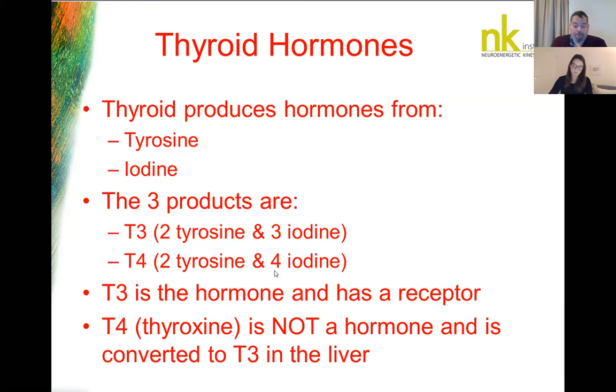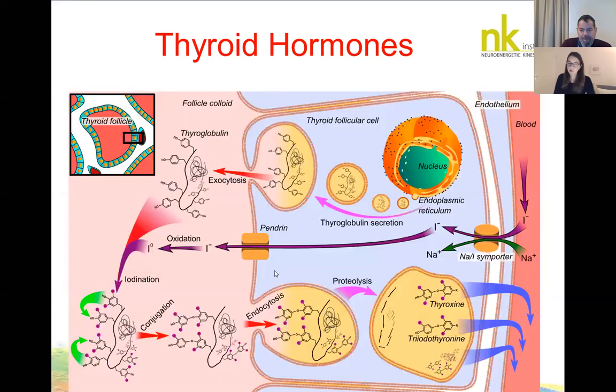And so this is why we have to regulate our levels of T3. And so our levels of T3 are actually regulated by the liver. And I'll show you in a minute how that happens. But first I'll just show you quickly how the thyroid hormones are formed.